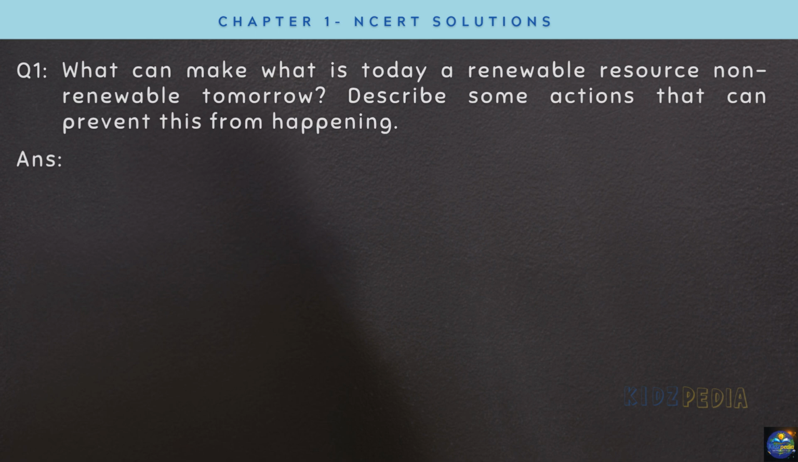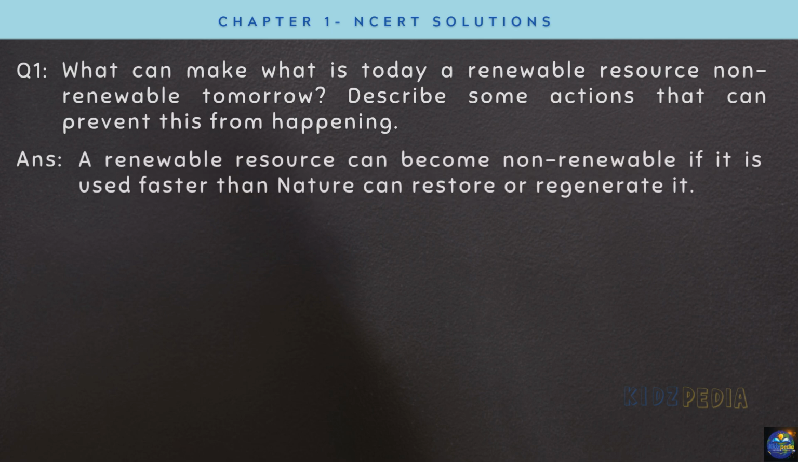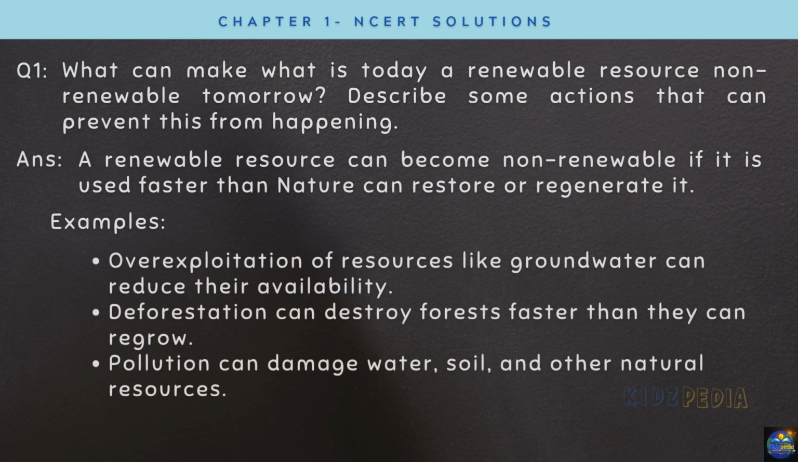So, you must explain two things: what makes a renewable resource turn to a non-renewable resource and what actions can prevent this. So, a renewable resource can become non-renewable if it is used faster than nature can restore or regenerate it. Overexploitation of resources like groundwater can reduce their availability. Deforestation can destroy forests faster than they can regrow. Pollution can damage water, soil, and other natural resources.